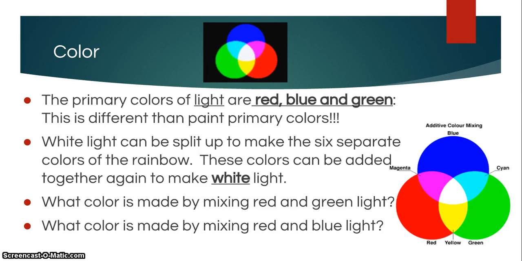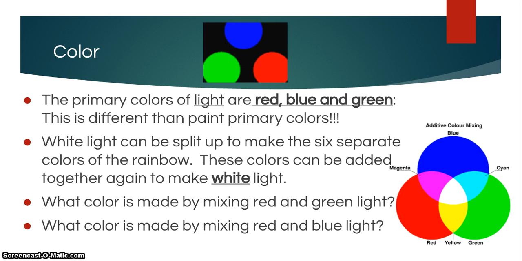Today we are going to start talking about the visible light spectrum, how it gives objects color. And we're going to start off talking about the primary colors. The primary colors of light are slightly different than what you would study in art class, which is the primary colors of pigments. Light primary colors are red, blue, and green.